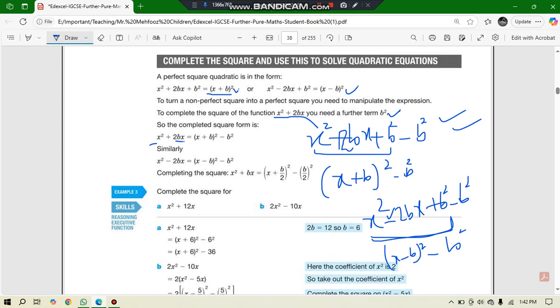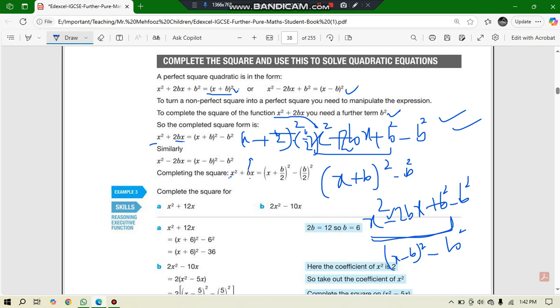Similarly, completing the square for x squared plus bx. If we have simple x squared plus bx, it means that we take the coefficient of x, that is b, and divide it by 2. Take the coefficient of x and divide it by 2, and add it to x, so it becomes (x plus b over 2) whole squared, and minus (b over 2) squared is as it is. So this is your method for completing the square.